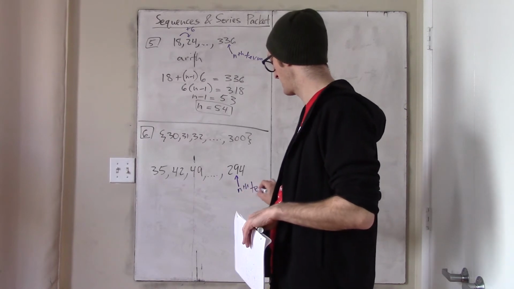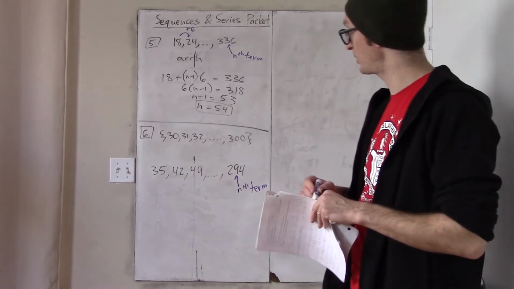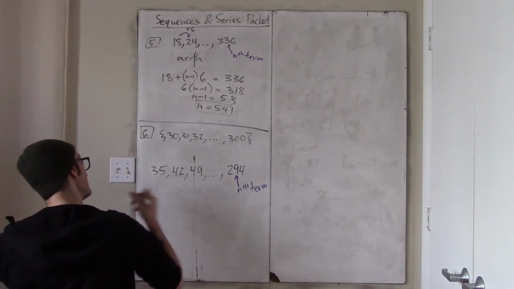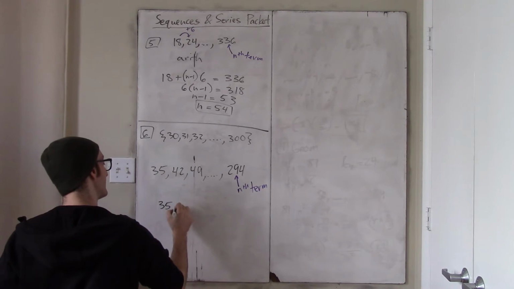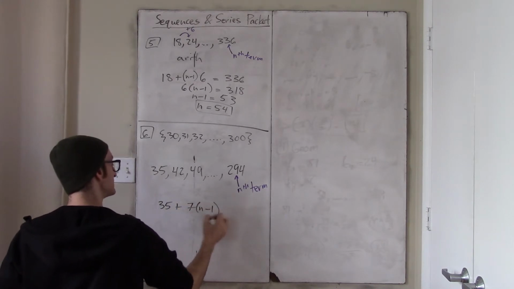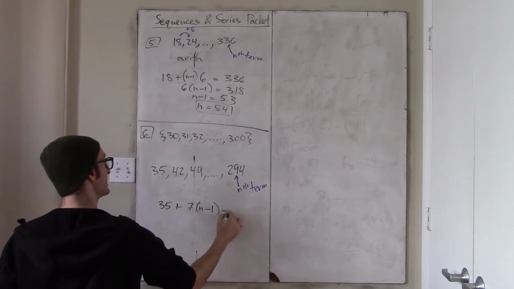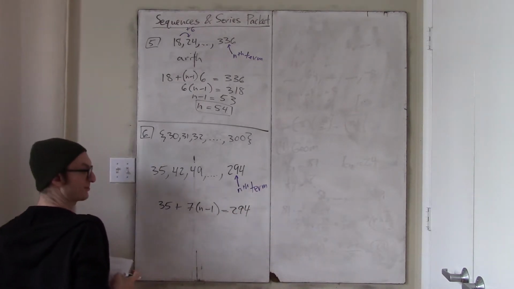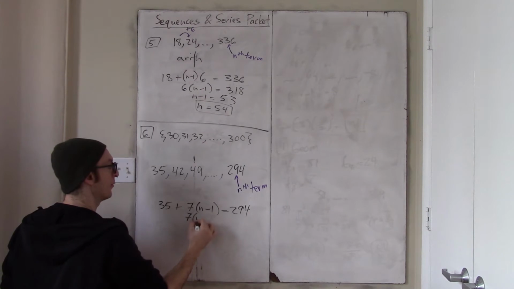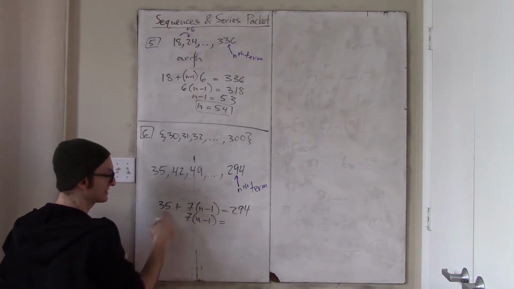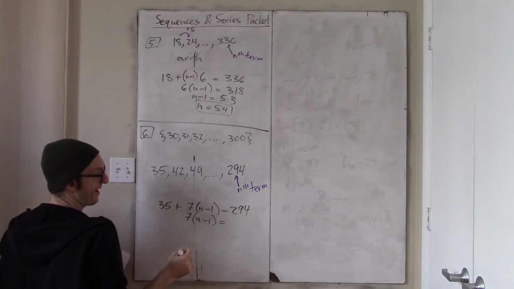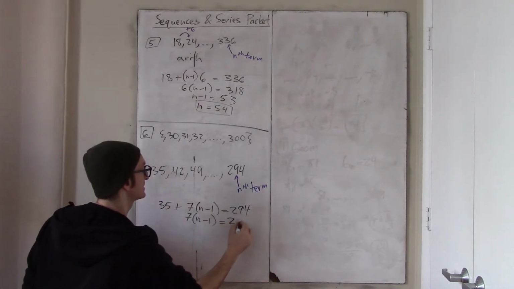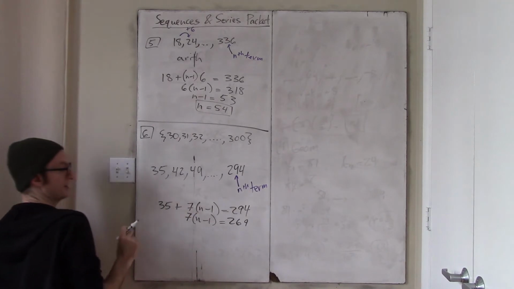Why not? Let this 294 be the nth term. What do I know? I know that if I start with 35 and add 7 n minus 1 times, then that will give me the nth term. And if the nth term is 294, now I just do a little bit of algebra 1 to find out what n is. Let's see, I subtract 35 from that, so that's 289 minus 30 is 269. Did I do that right?